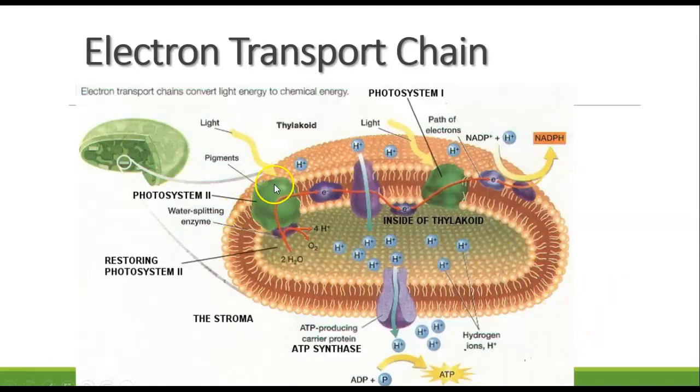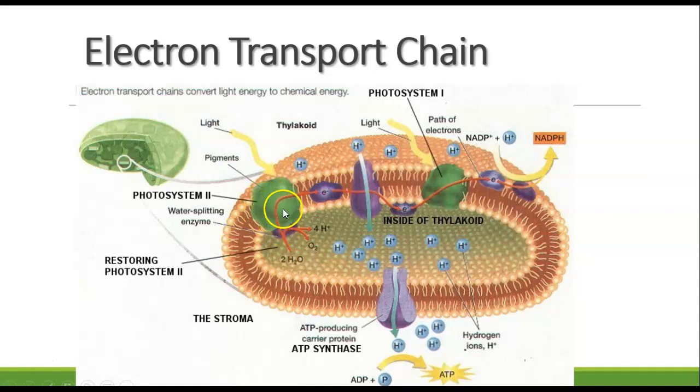So here's the electron transport chain. We have two photosystems, photosystem 2 and photosystem 1. Light energizes the electrons in photosystem 2. Those electrons are basically removed from the reaction center, which is one of the chlorophyll molecules. Those electrons are then carried via a mobile transport molecule to the electron transport chain.